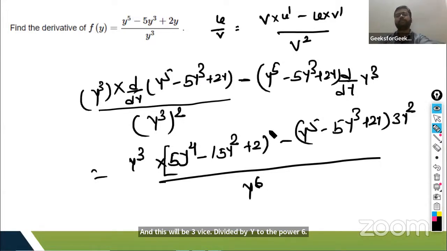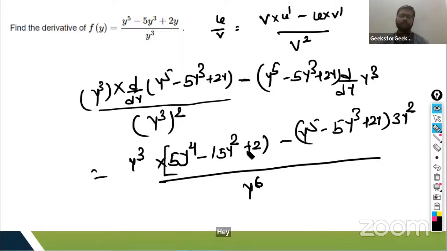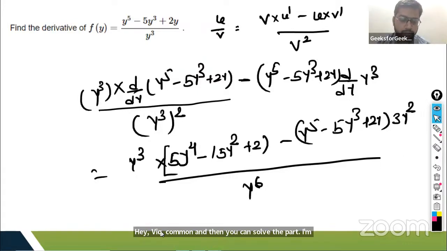That y^3 will be multiplied by this, and then y^2 multiplied by this. Take y^3 common, and then you can solve the part. I'm leaving this part over here because it will take a lot of time. So this way we can solve.